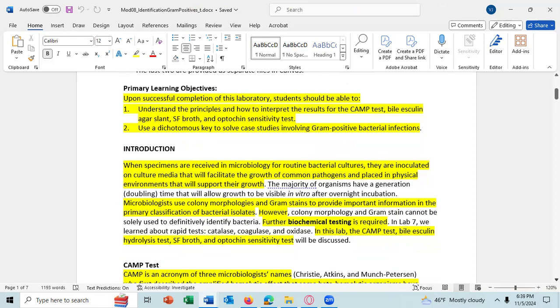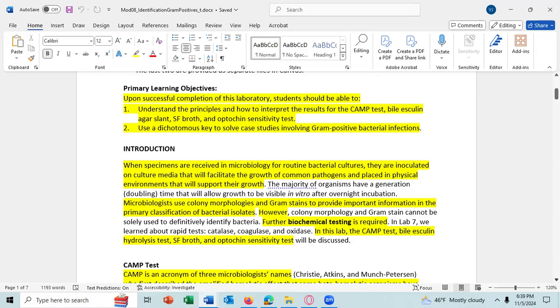And let me mention that this key should only be used for this lab. Do not use it for your unknown project. Do not use it for any other lab. This key is designed only for this lab.